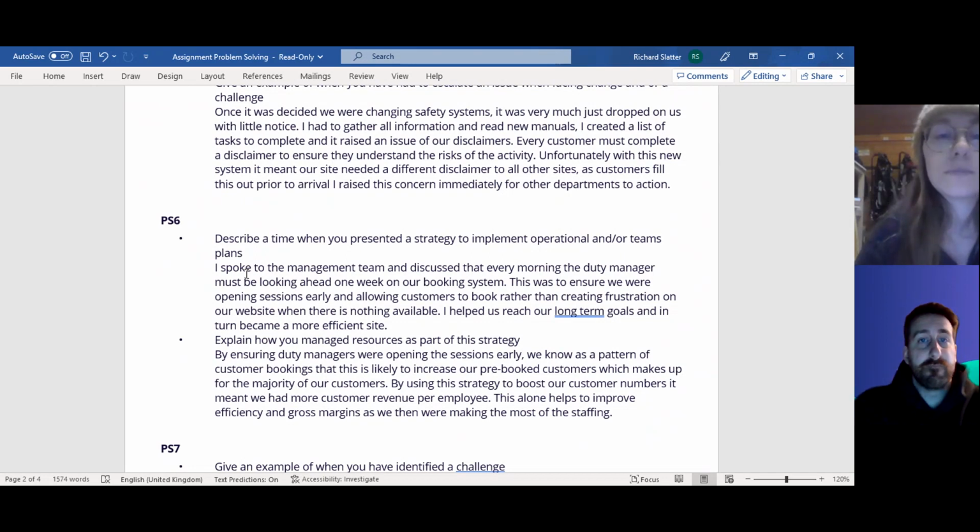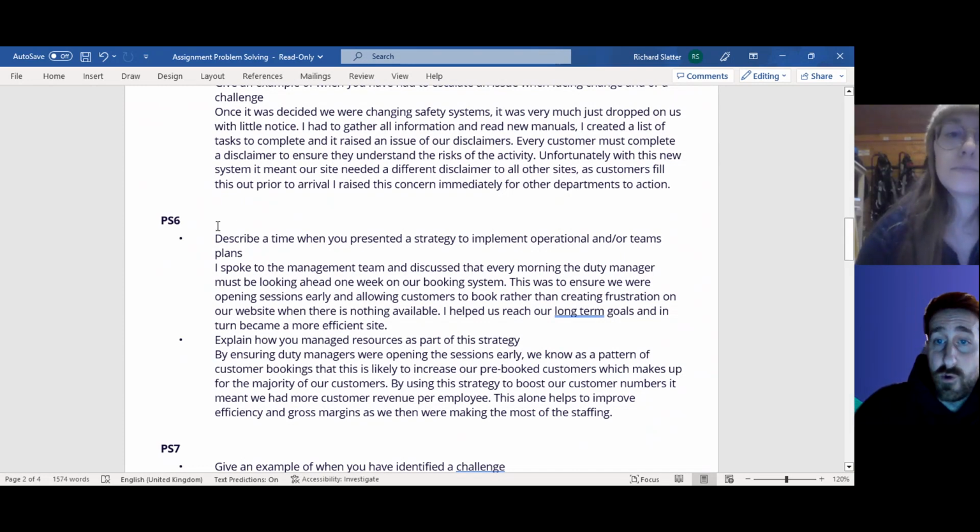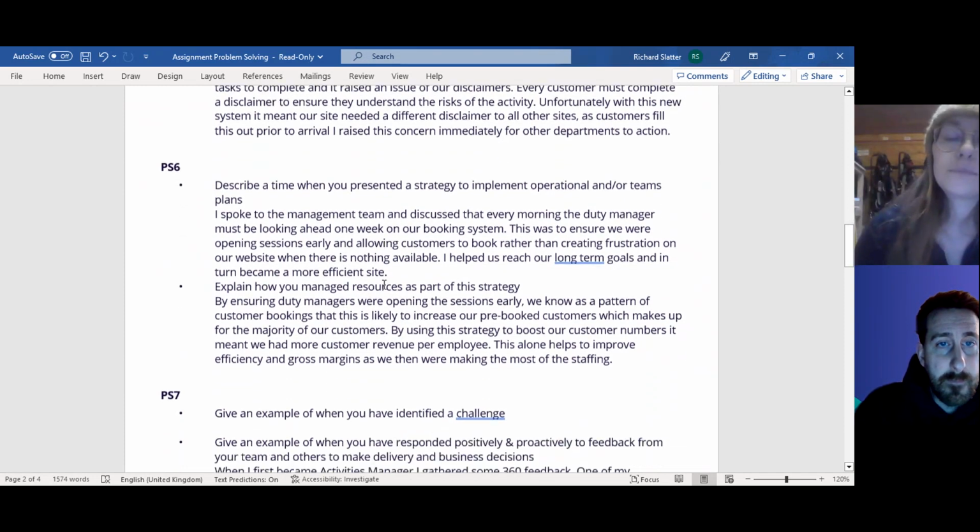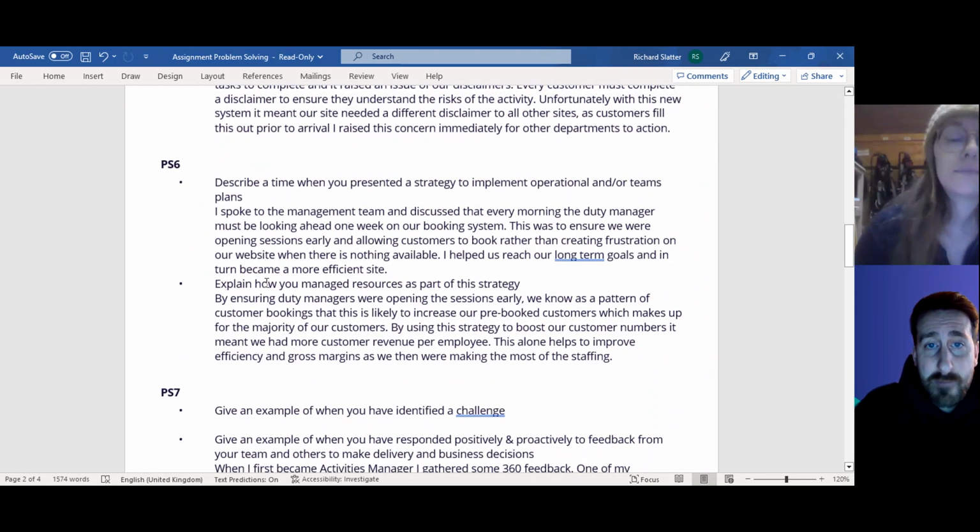Yeah, excellent. So that was the plan. The aim or objective was to become a more efficient site, to streamline, and in order to do so, you streamlined that process. That was the tactics that you used effectively. Explain how you managed resources as part of this strategy.